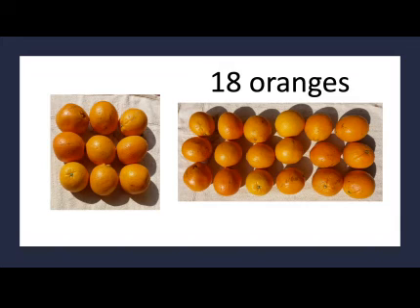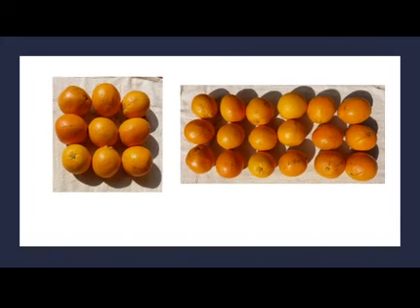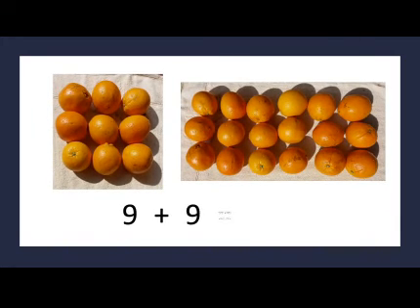We can show this in symbols. 9 added to 9 gives us 18, or 9 plus 9 equals 18. This is called addition, using the plus sign to show adding and the equal sign to show the result.